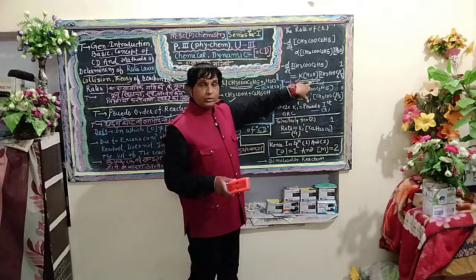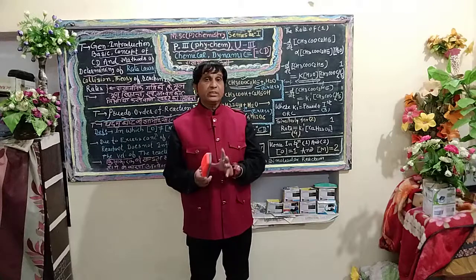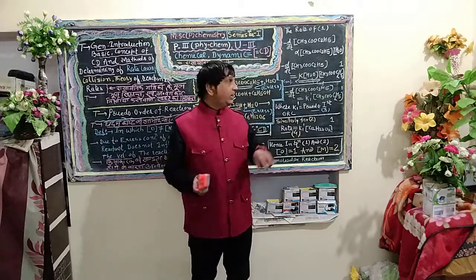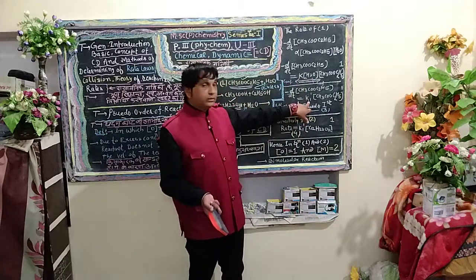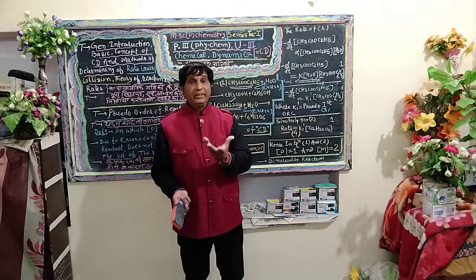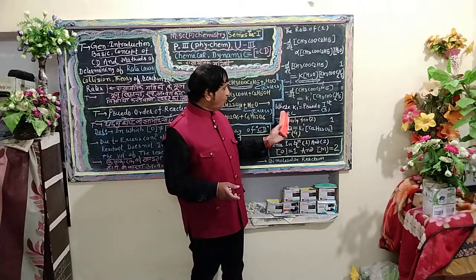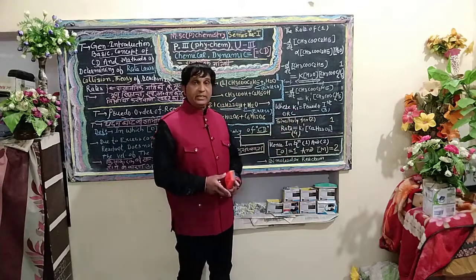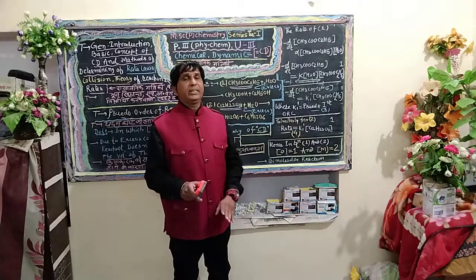K is constant here, and H2O is constant. Why is H2O constant? The active mass of water is constant due to its bulk concentration. The multiplication of the two constants, K and H2O, gives a new constant, and I name it K1 dash. K1 dash here means the first order rate constant. So K1 dash means the pseudo first order rate constant.